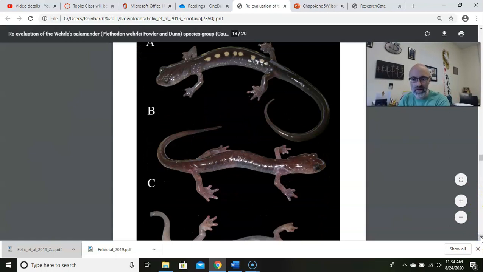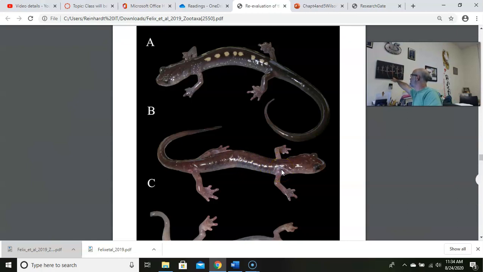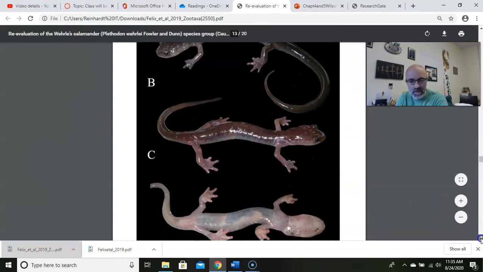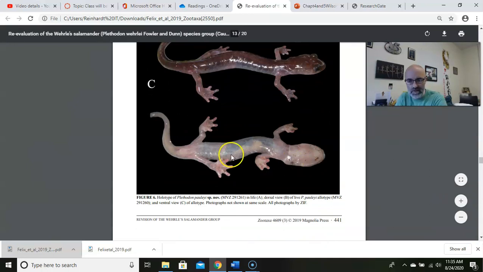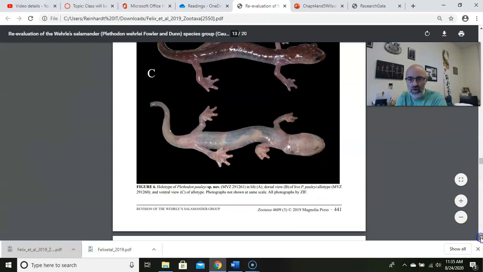This is another Plethodon pollyi to show variation in the group. We can still see some of the spots on the back. In fact, I believe that is this individual here, and then to show part of the diagnosis is the difference in their ventral coloration, and so I've showed that in this picture.